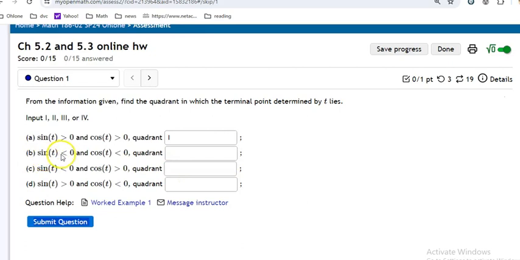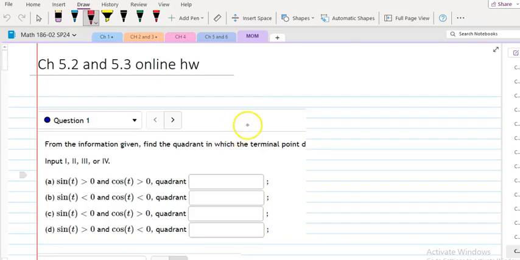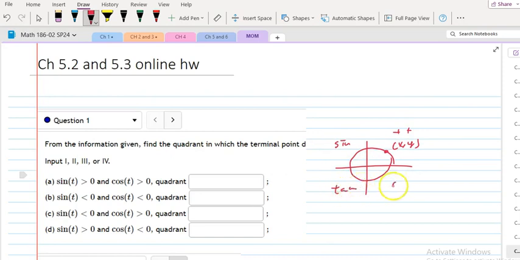If sine is negative and cosine is negative, where would that be? Okay, so let's go back to the notes. The unit circles are like this, right? So the points are x, comma, y. So this is positive, positive. This would have sine being positive, and this would have tangent being positive, and this has cosine being positive.